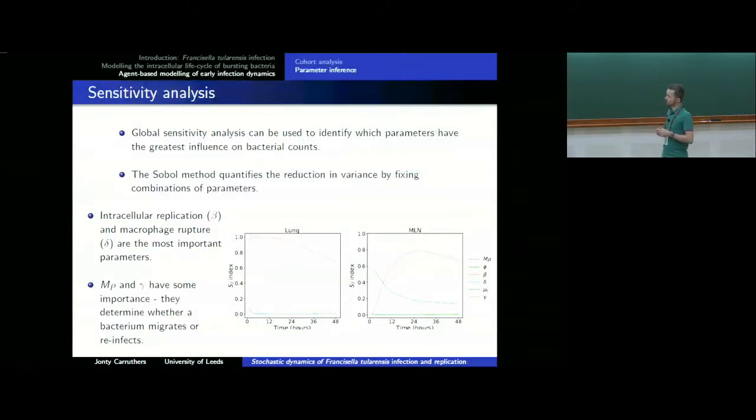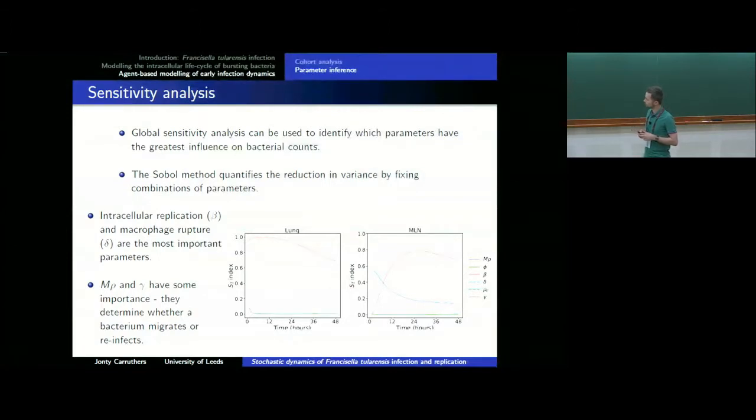Before we go on and do the parameter inference, what we always like to do is some sensitivity analysis. The method we use here is a global method called the Sobol method, and this is just looking at how your model output variance reduces when you fix parameters. Generally, there are two quantities that you would define with this method. The first is the first order index, which is like a main effects term, and that tells you the contribution to your variance from a single parameter.